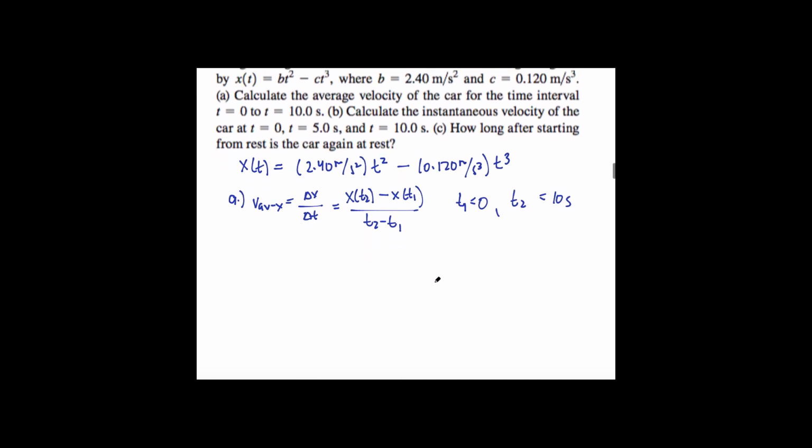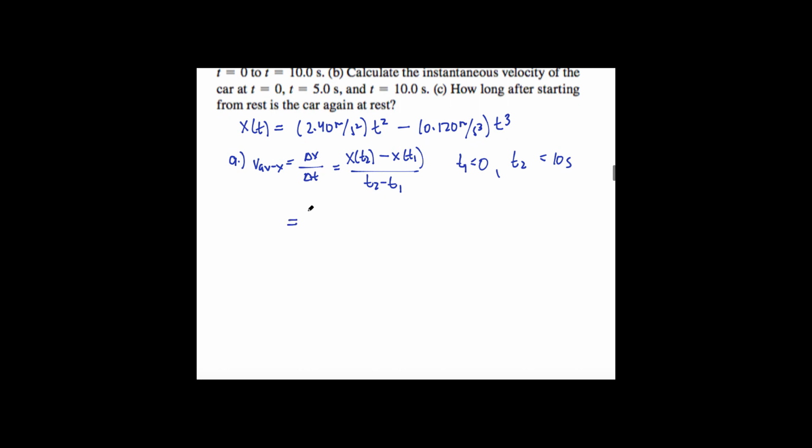So going on to substitution, this works to be 2.4. So we just did the same units in our previous example. So if you need to work with your units, please go up to question 2.6. So 2.4 times the square of t2, which is 10, minus 0.12 multiplied by the cube of t2, which is again 10. So this is my x of t2 expression. My x of t1, again substituting zeros, gives me just a 0 for both terms, all over the difference in my time, so that's 10 minus 0 seconds.